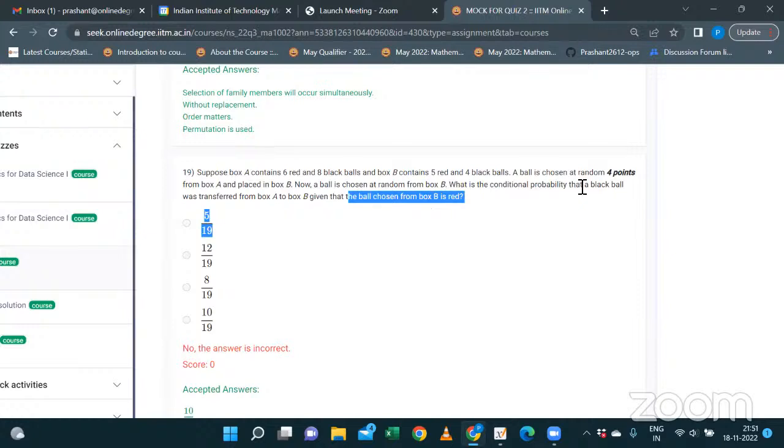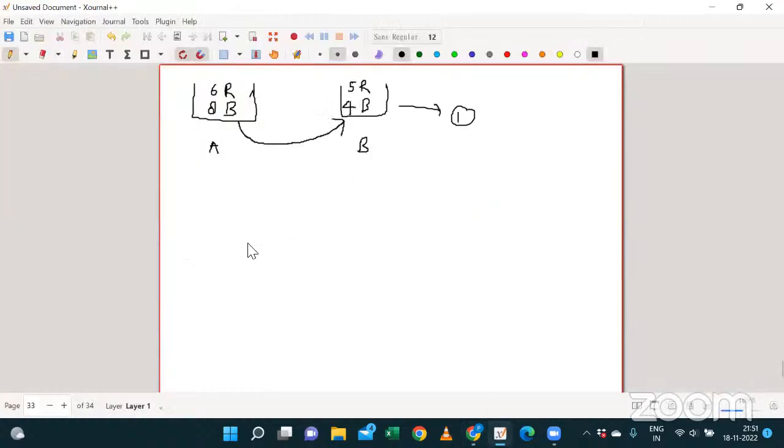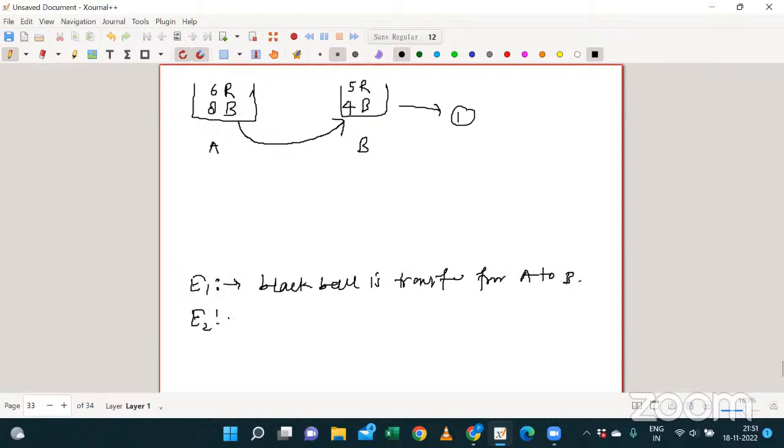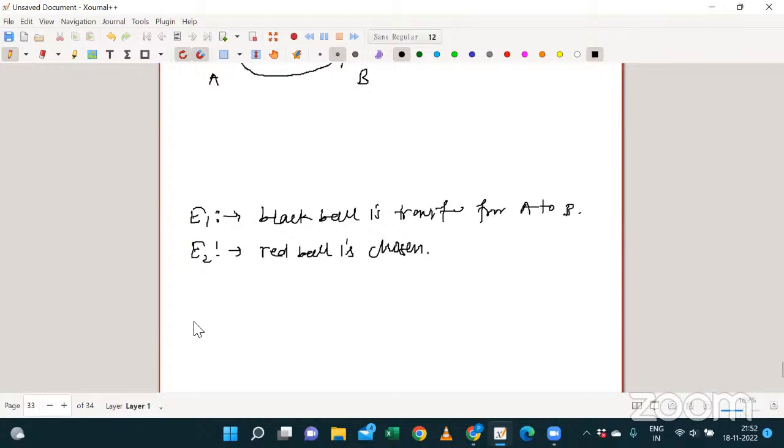So I can define the events: one event is that a black ball was transferred from A to B, and another is that the ball chosen from box B is red. I'm going to define event E1 as a black ball transferred from A to B, and event E2 as a red ball chosen. So I need to find the probability of E1 given E2.